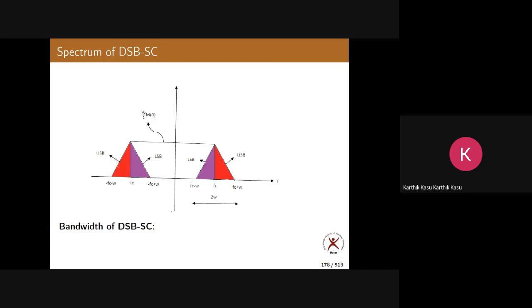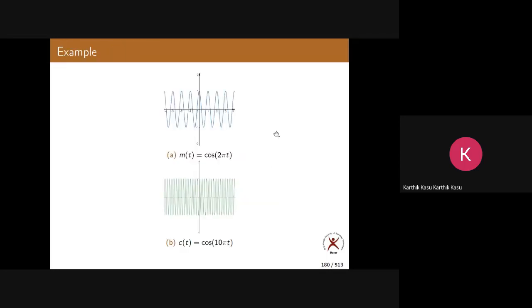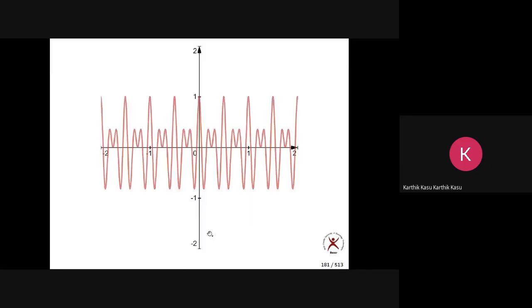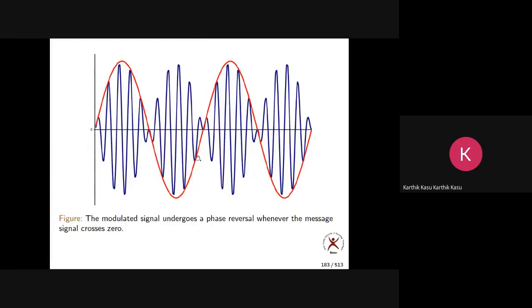So let us go with DSBSC. The bandwidth is nothing but 2W. Let us take a simple example: m(t) cos(2π fc t), with c(t) = cos(10π t). So this is the DSBSC signal.